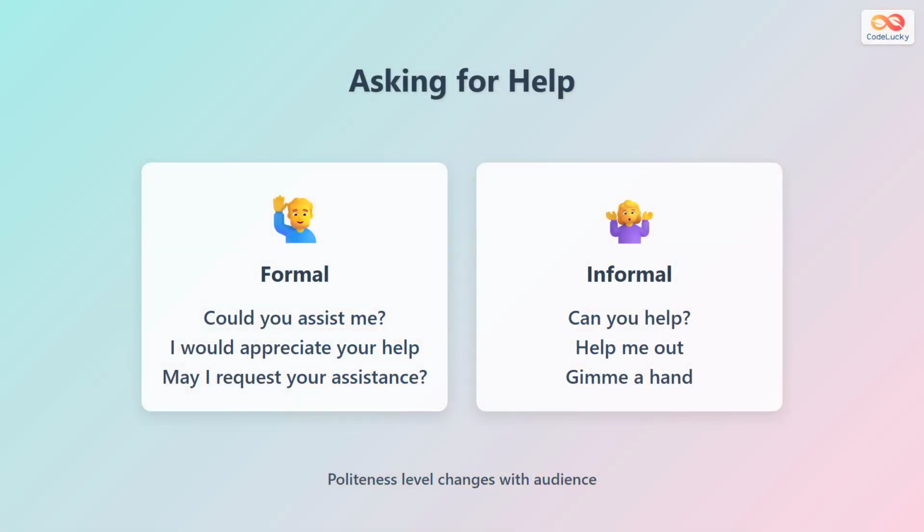The way you ask for help also changes with formality. In formal situations, you might say, "Could you assist me?" or "I would appreciate your help." You might even ask, "May I request your assistance?" In informal situations, you simply say, "Can you help me out," or "Give me a hand." The politeness level changes depending on who you are talking to and the situation you are in.